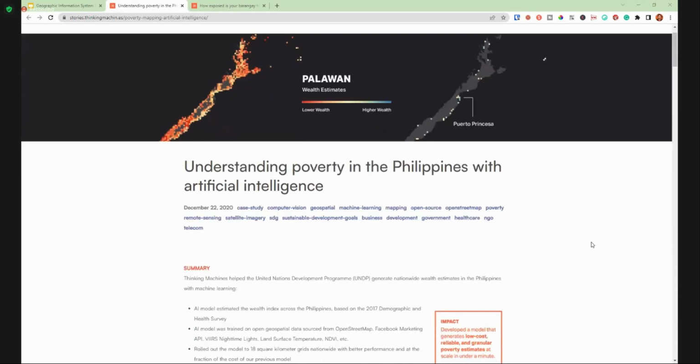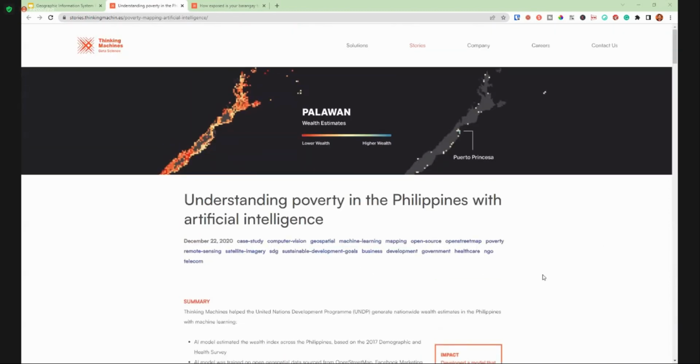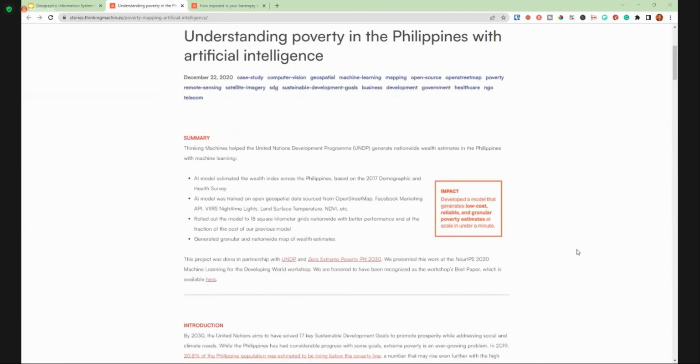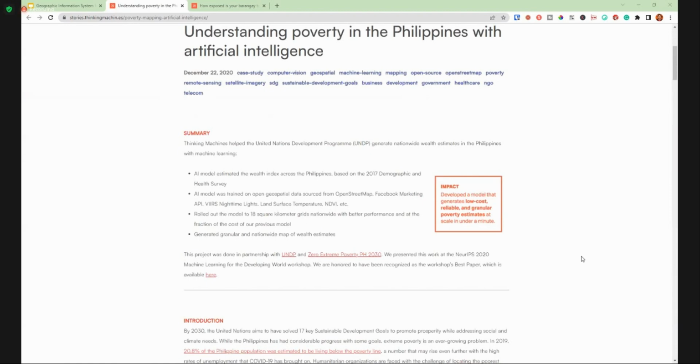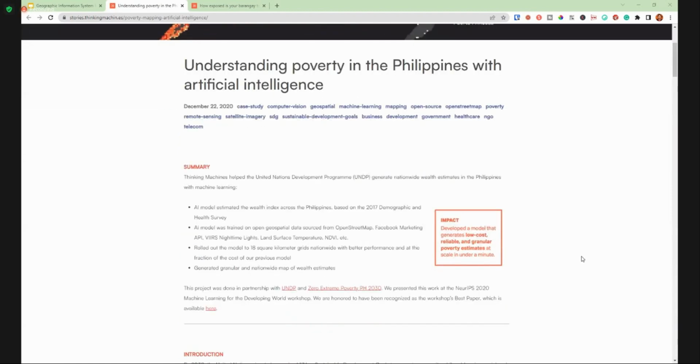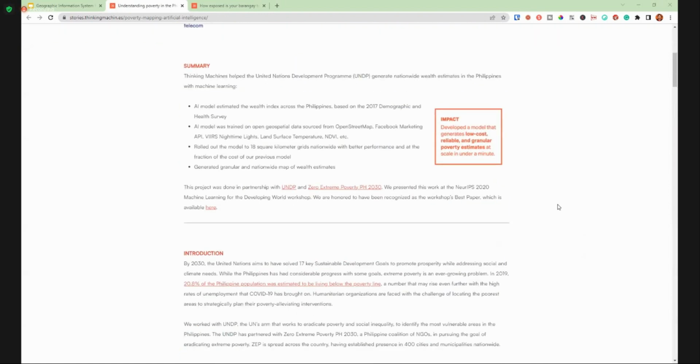Okay. So the second one is that we were able to create a machine learning model that can estimate poverty and wealth in the Philippines. We presented it at the NeurIPS Machine Learning for Development Conference in 2020. We're very happy that we were able to develop a model that generates low cost, reliable, and granular poverty estimates at scale in under a minute.